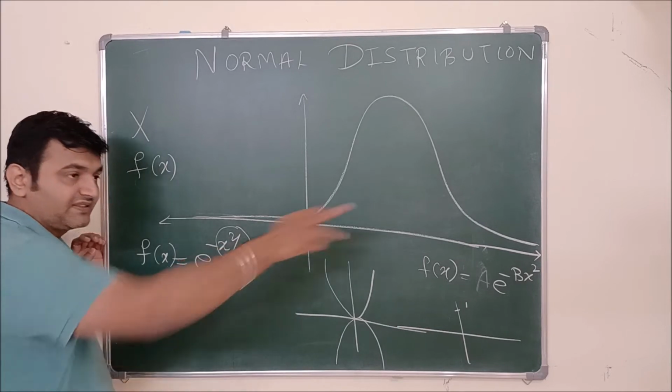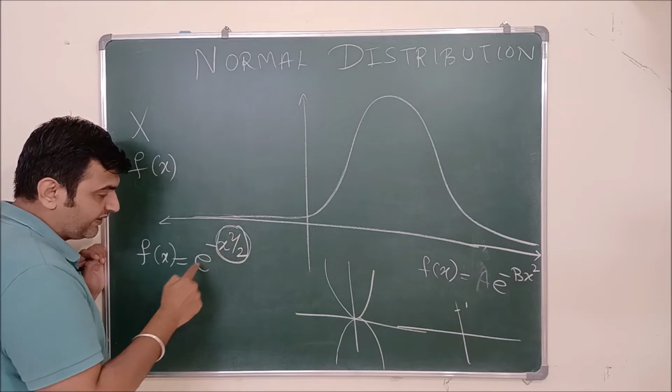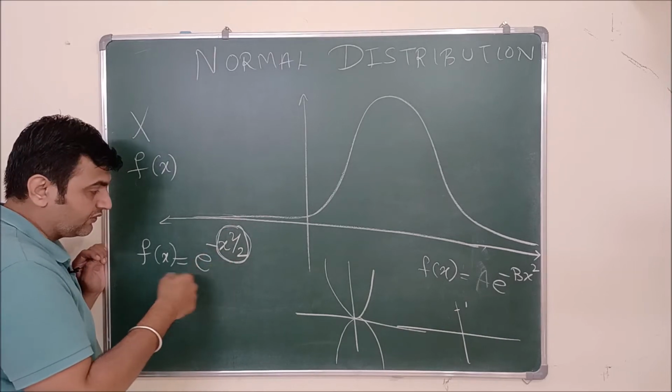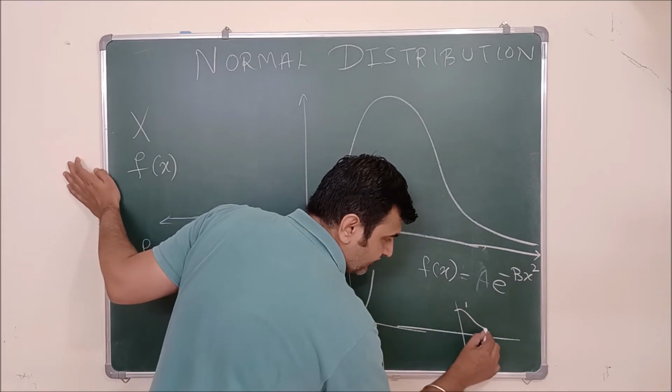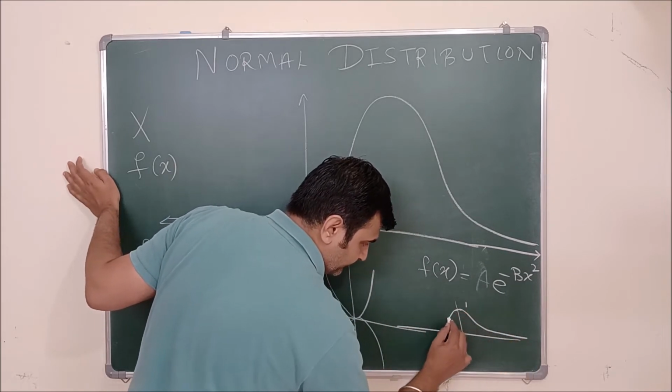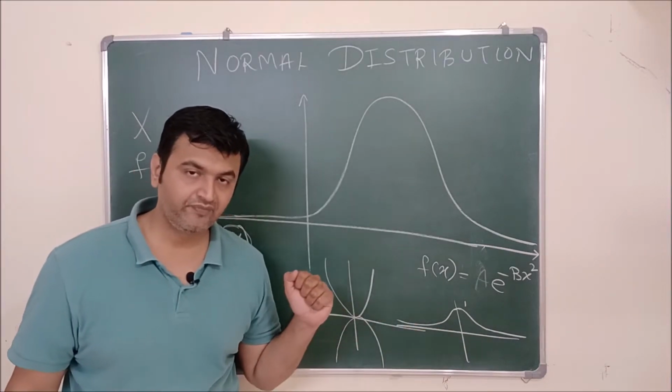As x goes to plus infinity or minus infinity, this is always positive. So this will be e raised to minus infinity, which is 0. So as it goes towards plus or minus infinity, the graph will go towards 0. And you can see you're getting a bell-shaped curve.